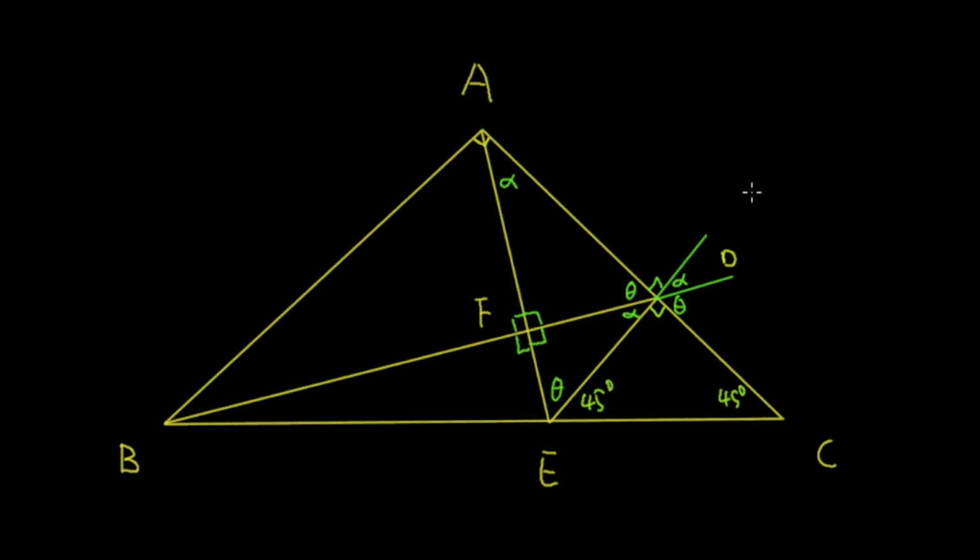Now notice that this angle here is theta, and this is a 90-degree angle. So what is this angle here? Now theta, 90-degree angle, just like this triangle here, right? 90-degree angle, theta, so the other angle is alpha. So that means this must be alpha. Okay.